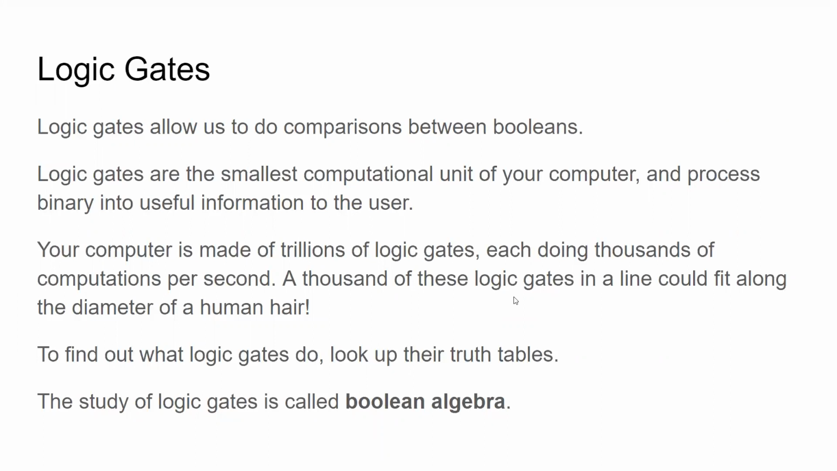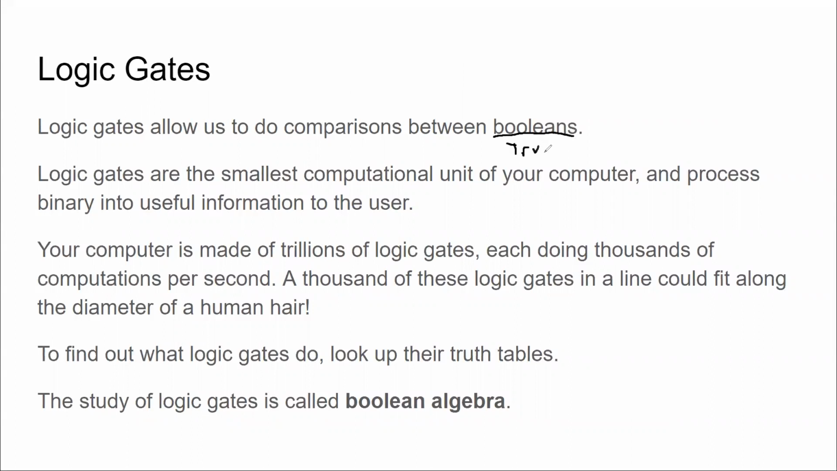So we just went over logic here. Logic gates allow us to do comparisons between Booleans. Booleans are also kind of important, but basically what I want you to think when you hear Boolean is true, false. That's basically what a Boolean is. You know how an int is a number without a decimal, like 1, 2, 3, whatever, 200. A Boolean is just a value that is true or false. So when you hear Boolean, think true or false.